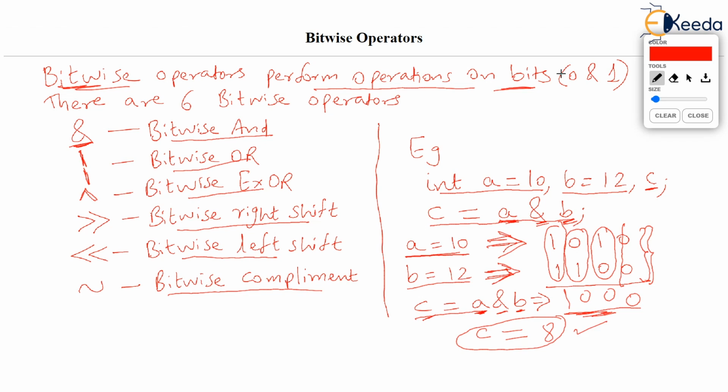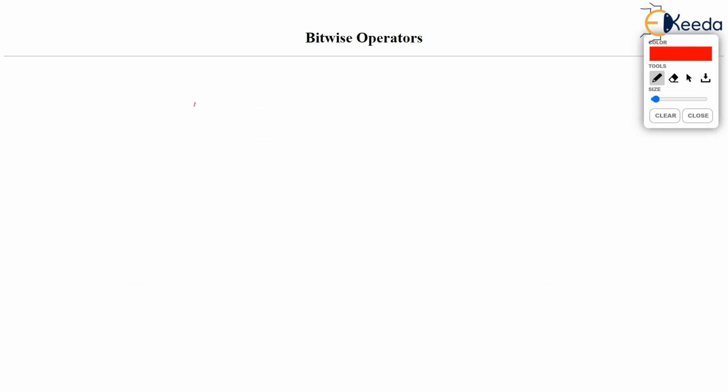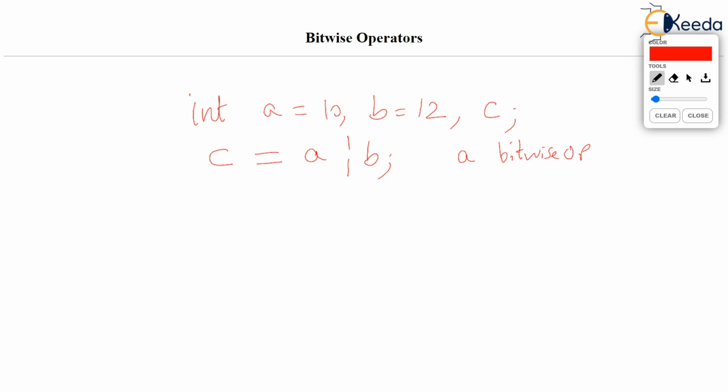Let's see one more example. Let's say that I have a code like this. Int a equal to 10, b equal to 12, and there is a variable c declared. The expression given is c equal to a | b. This is a bitwise OR with b. So what is a? a is 10, but the binary equivalent of a is 1010. Further, b is 12, but the binary equivalent of b is 1100.